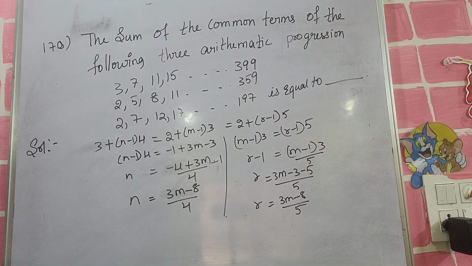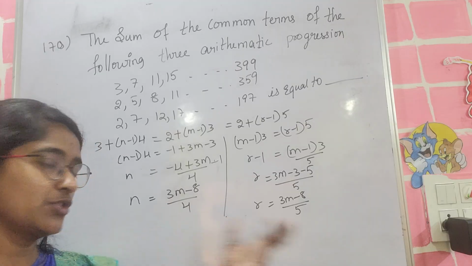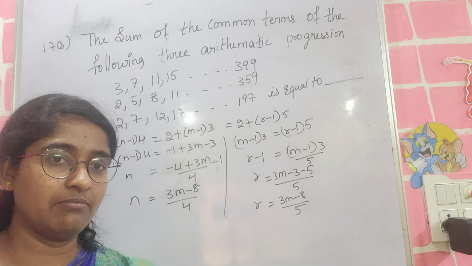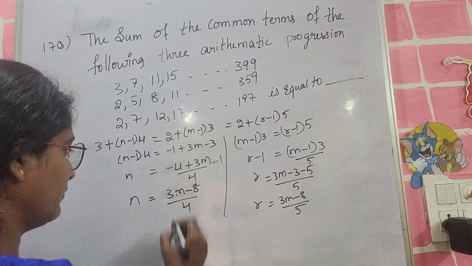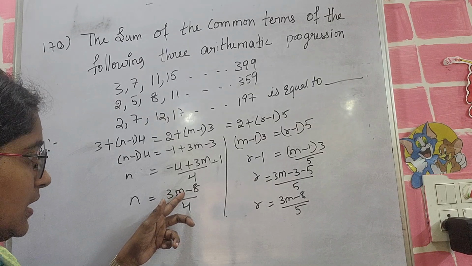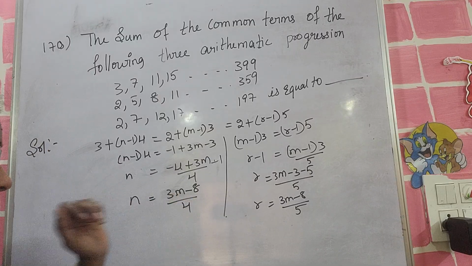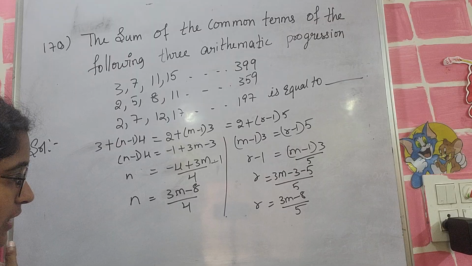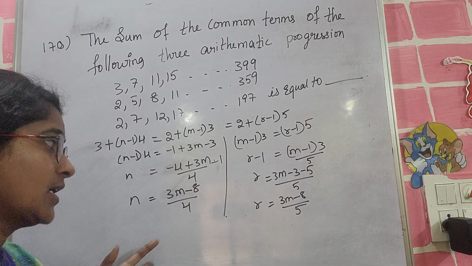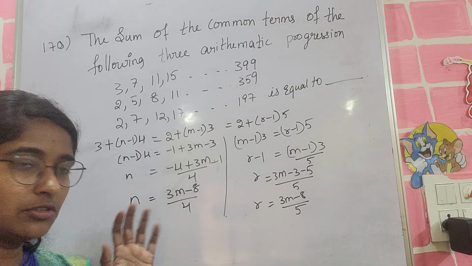Okay, now we need to take a particular term which makes n a real number in both situations. Sorry, not a real number, a natural number. So we'll see what number we can keep here. Suppose I keep m as 1: 3 ones are 3 minus 5 by 4 is not a natural number. Then if I take m as 3, 9 minus 8 is 1 by 4. Then for m as 4, 3 fours are 12 minus 8, which is 4, and 4 by 4 gets cancelled and the n value will be 1. So we get a natural number.